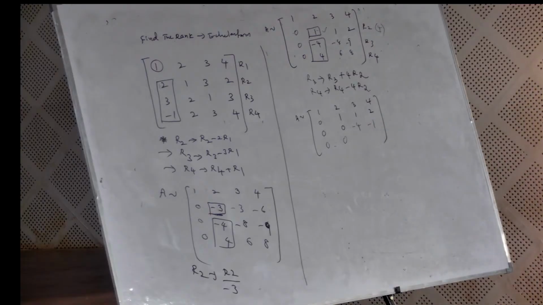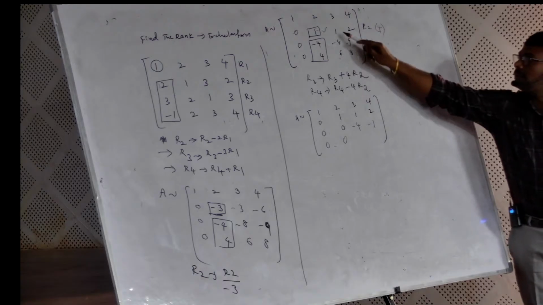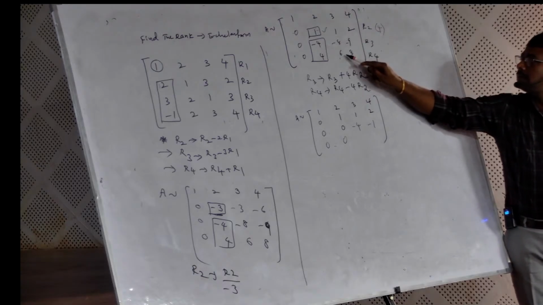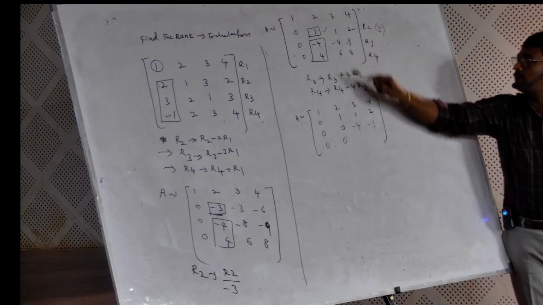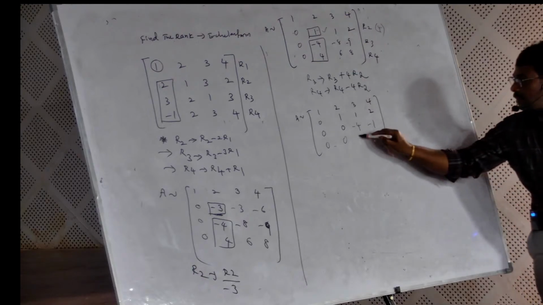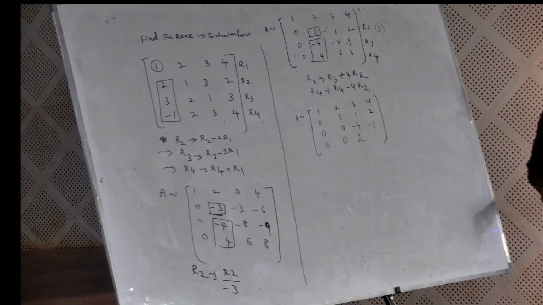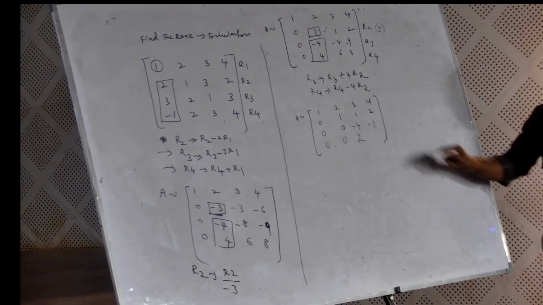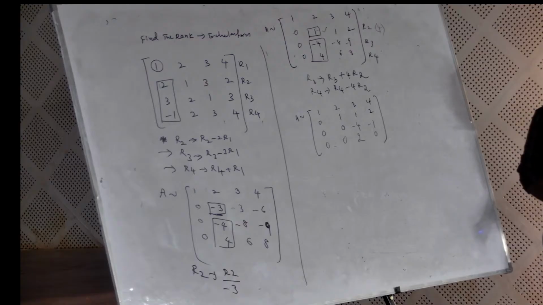Next, these two, 6 minus 4, how much? 2. Next, 8 minus 8, 0. Is it in the echelon form?